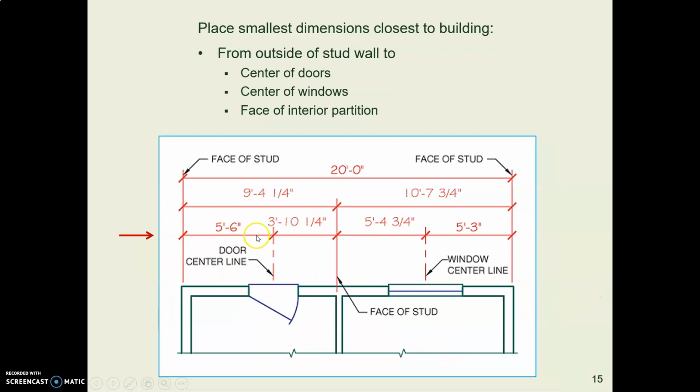Start with the smallest dimensions closest to the building. Then next biggest, and the very biggest overall dimensions farthest from the building. That is going to prevent the problem where you have some dimensions crossing other dimensions. You will avoid crossing if you do it this way. Smallest dimensions close to the building. Biggest dimensions farthest away.